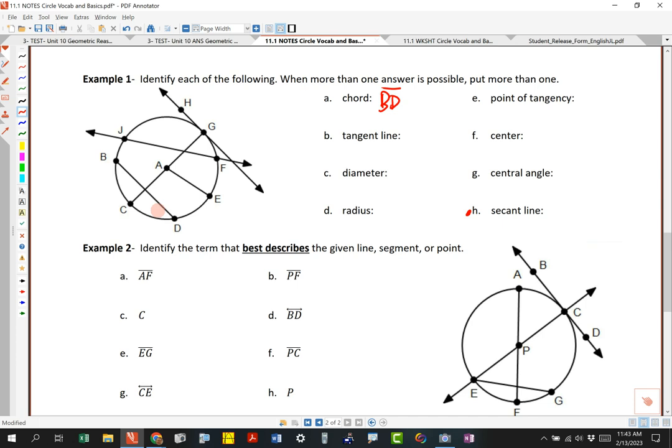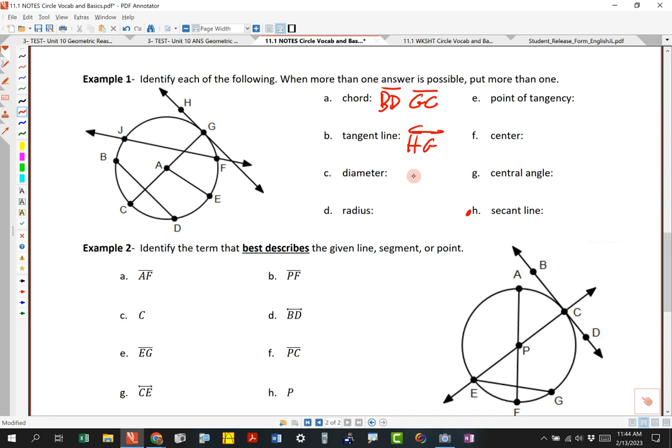CG. Well done. C to G. Does it matter if I did CG or GC? No. Any others? Okay, we'll skip that for the time being. Tangent line. HG or GH. And I'd put lines on the end of that. Diameter.